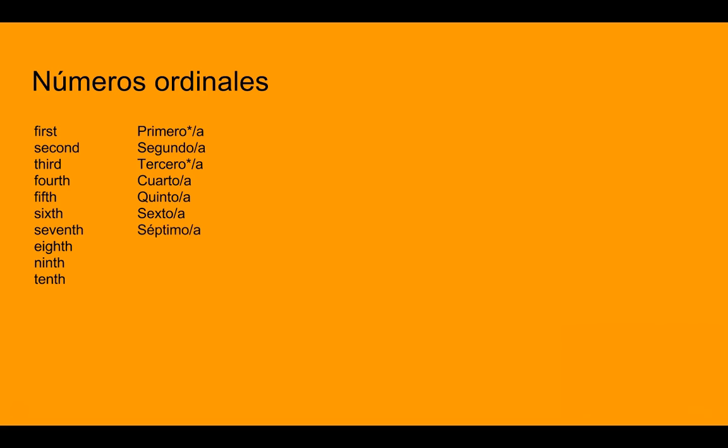Seventh is séptimo or séptima. This is one of two that has an accent mark. Eighth is octavo, octava, like an octopus or an octagon. Ninth is noveno, novena. And finally, 10th is décimo, décima. This has an accent mark, and you can remember this because a decimal is a tenth. A decade, DEC, is a group of 10 years.